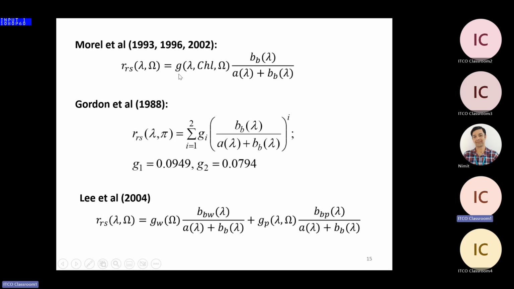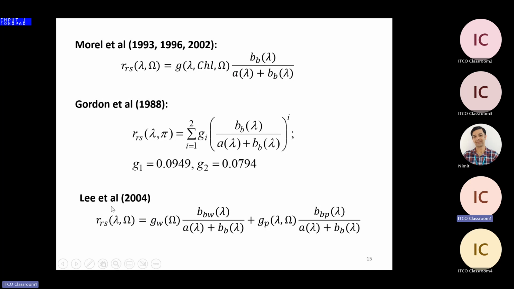Morel tabulated these G parameters for different wavelengths, different chlorophyll, and different view angles and sun angles. Commonly used is Gordon's approximation. It's a quadratic function of BB over A plus BB, with two constants. And this RS, with this pi, means it's completely going upward, so it's vertically down.